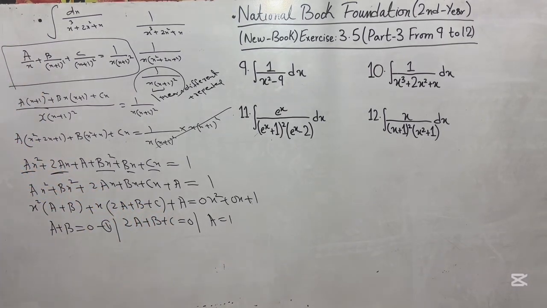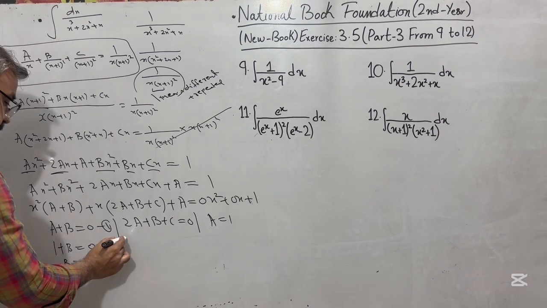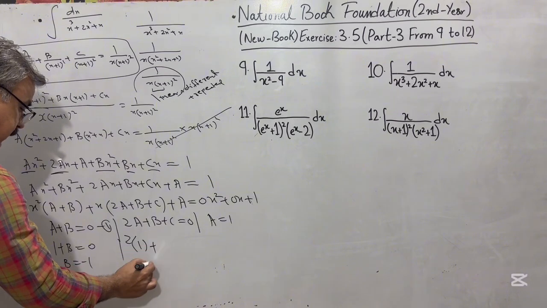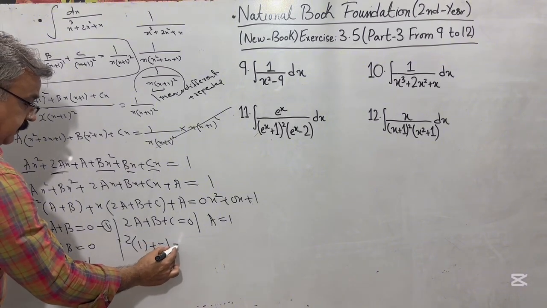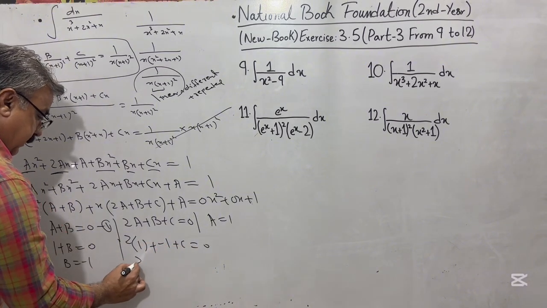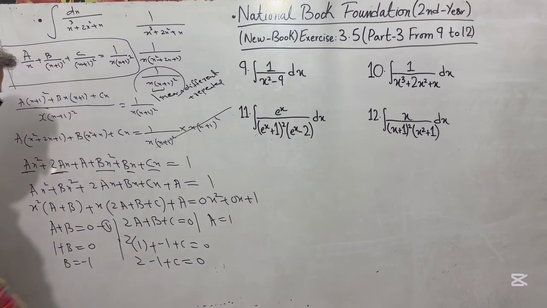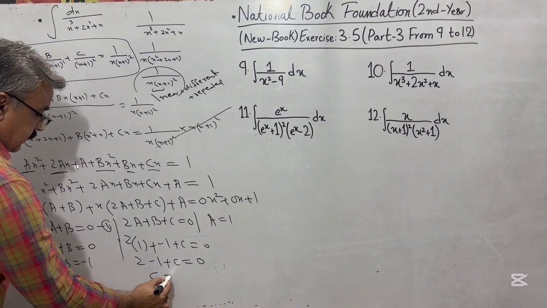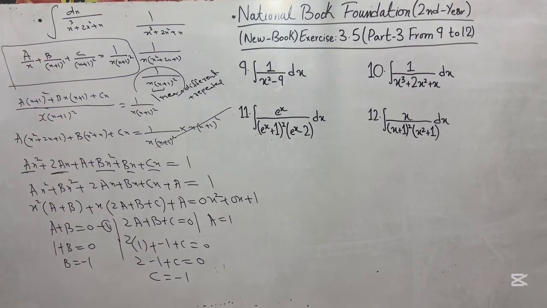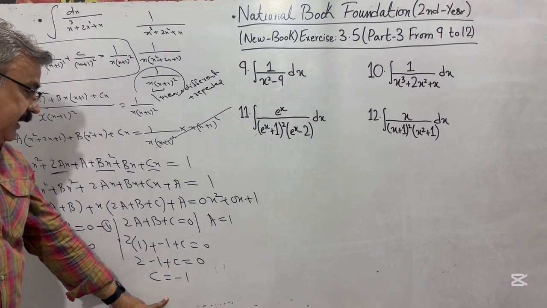Put here, you will get b. A is 1 plus b is equal to 0, so b is equal to minus 1. Next, we need the value of c. It's a simple one. Value of a is 1, value of b is minus 1, plus c is equal to 0. It will become 2 minus 1 plus c is equal to 0. 2 minus 1 plus c, it is positive 1. Shift here, it will become c is equal to minus 1. So I have a is 1, b and c both are negative 1.